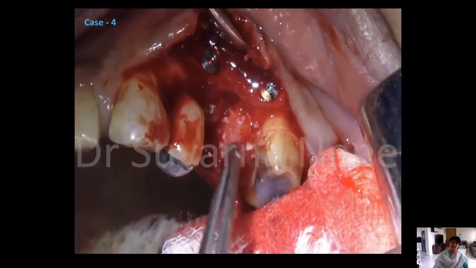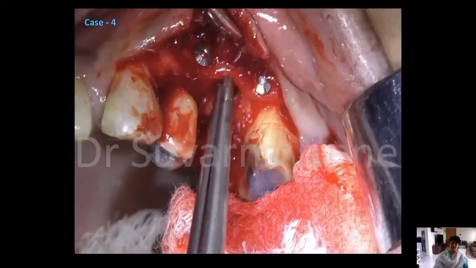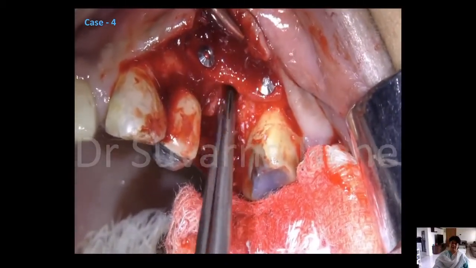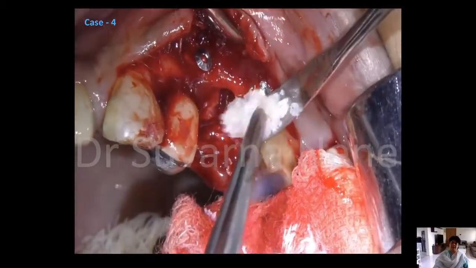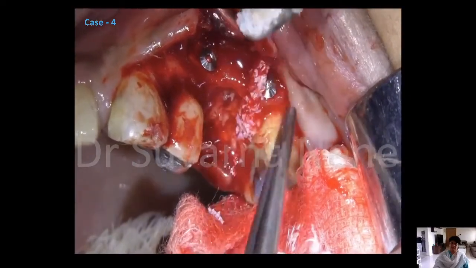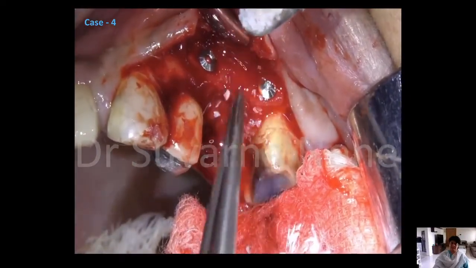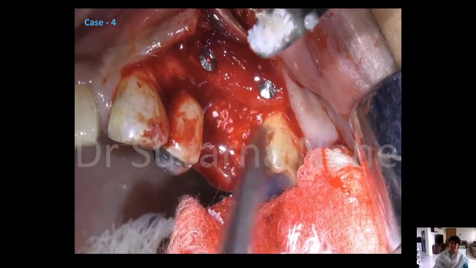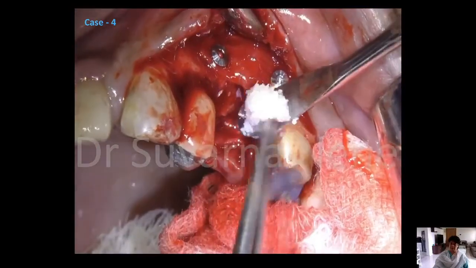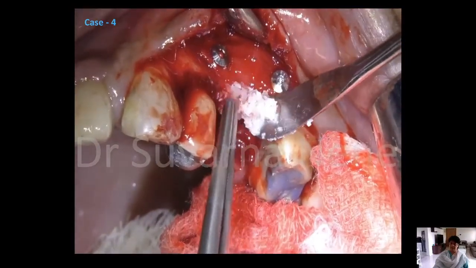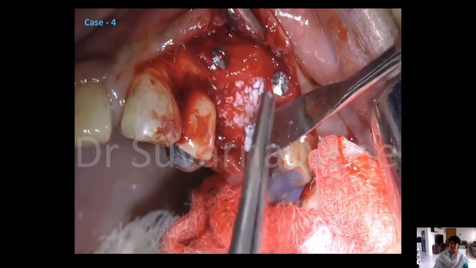This is a mixture of xenograft and allograft. But the allograft is not in a putty format. It's a mineral structure. All collagen content has been removed. It's only the mineral structure.